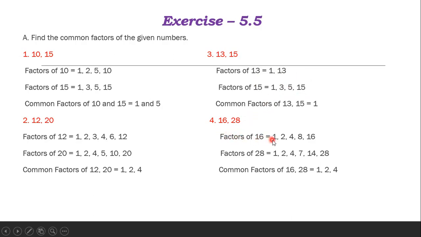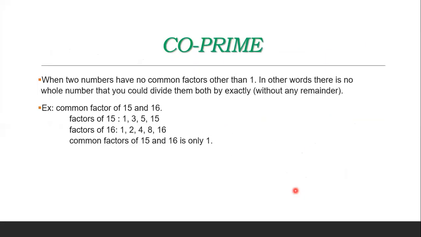16 and 28. Factors of 16: 1 16 is 16, 2 8s are 16, 4 4s are 16, 8 2s are 16, 16 1s are 16. Next, factors of 28: 1 28 is 28, 2 14s are 28, 4 7s are 28, 7 4s are 28, 14 2s are 28, 28 1s are 28. So the common factors of 16 and 28: 1 is common, 2 is common, and 4 is common. This way we will find the common factors.